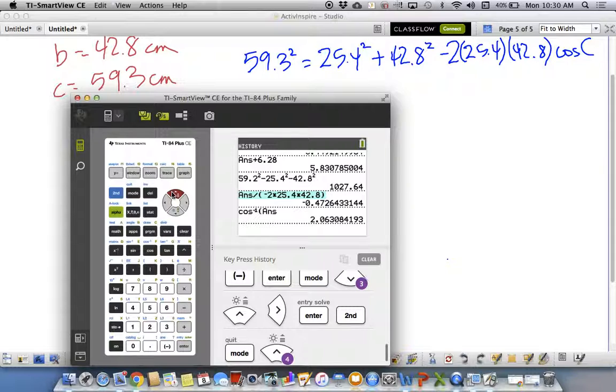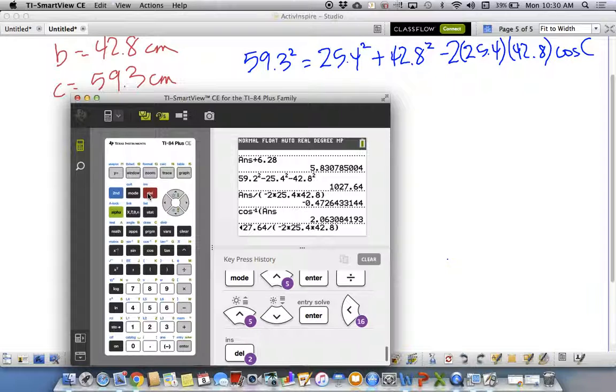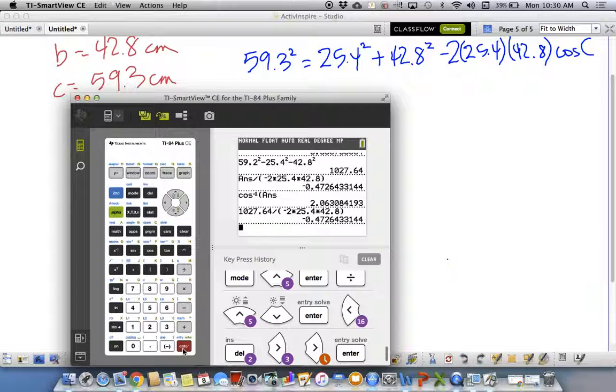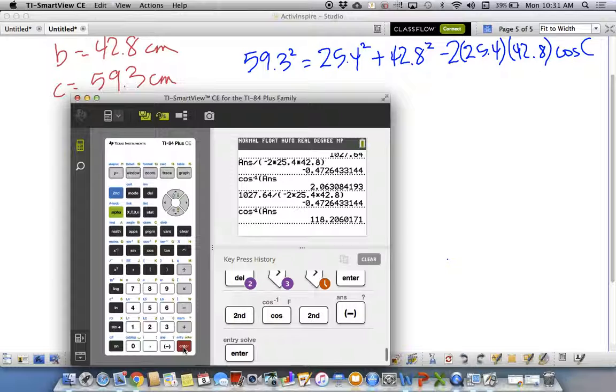And watch this, I can go back up and copy. I'm going to take this and copy, divided by, will it let me do this? We're going to pretend. Going to delete. Enter. So I got the same decimal number. I can do second cosine, second answer. Woo! 118.2 degrees. Oh man, I rounded wrong.